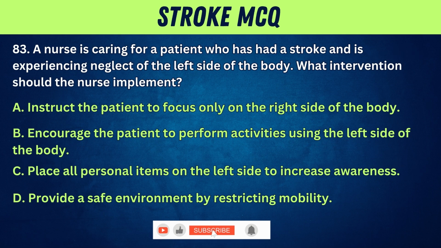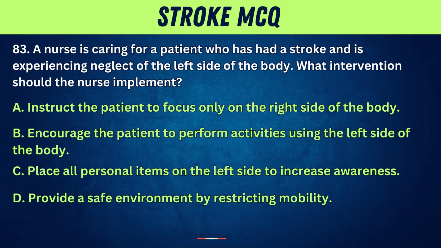83. A nurse is caring for a patient who has had a stroke and is experiencing neglect of the left side of the body. What intervention should the nurse implement? A. Instruct the patient to focus only on the right side of the body. B. Encourage the patient to perform activities using the left side of the body. C. Place all personal items on the left side to increase awareness. D. Provide a safe environment by restricting mobility.